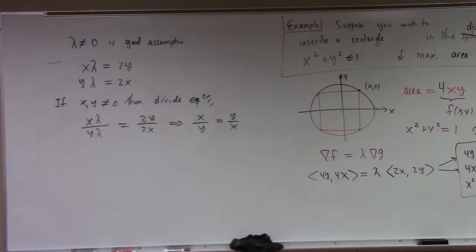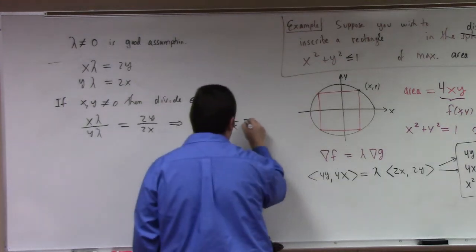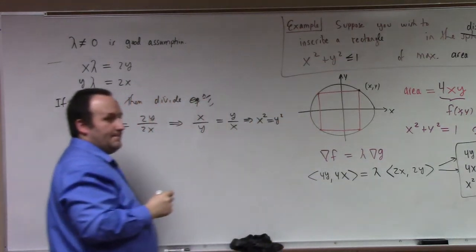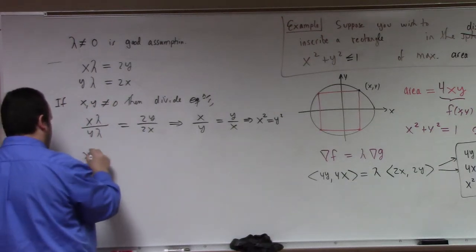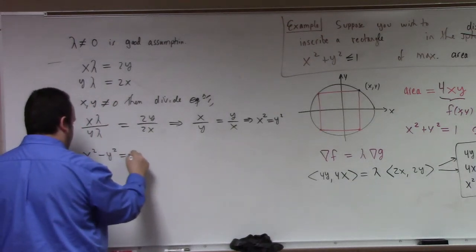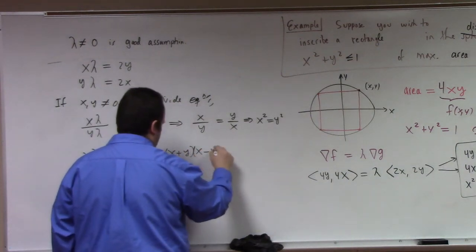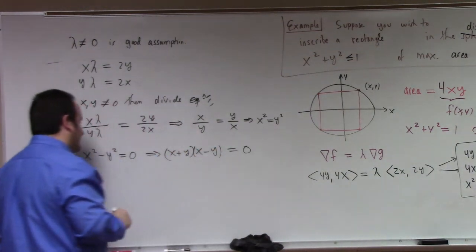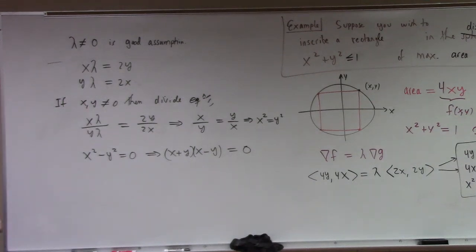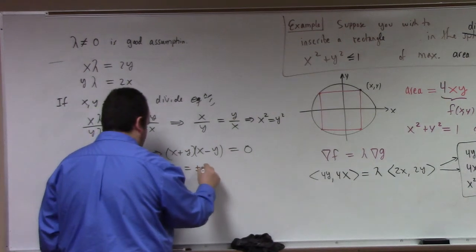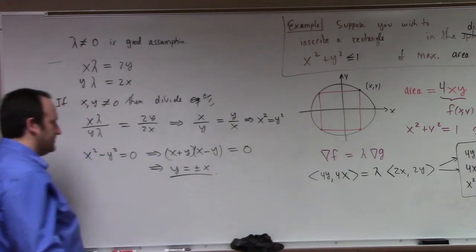Which would tell us what? It would tell us x squared equals y squared, which, by the way, would tell us that x squared minus y squared equals 0, which would tell us that x plus y times x minus y is equal to 0. Or getting to the point, y is equal to plus or minus x is the takeaway from that.